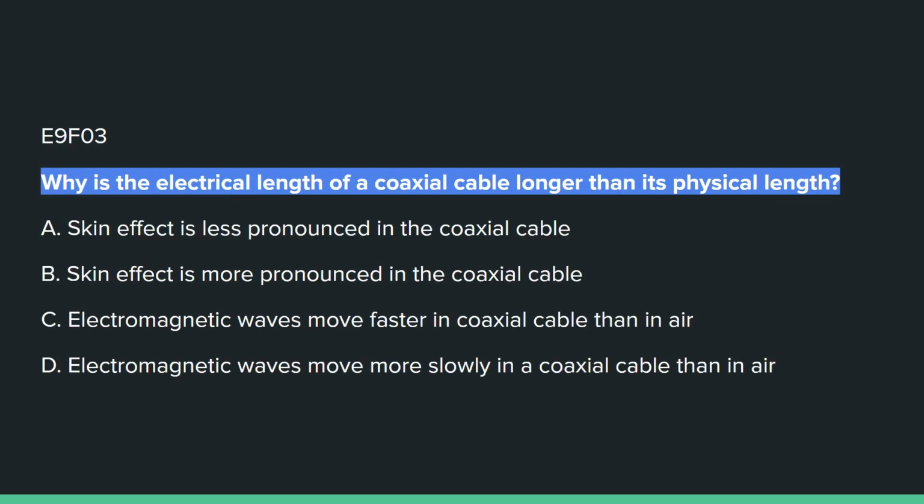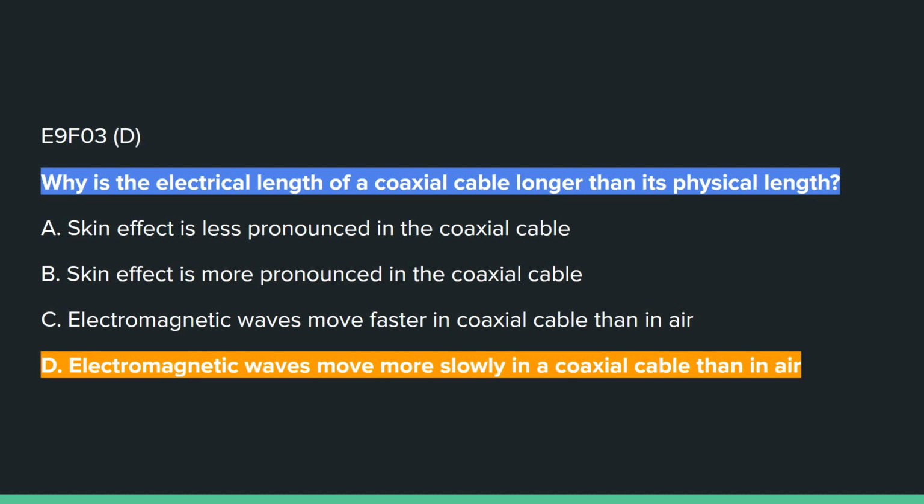E9F03, why is the electrical length of a coaxial cable longer than its physical length? Because D. Electromagnetic waves move more slowly in a coaxial cable than in air.